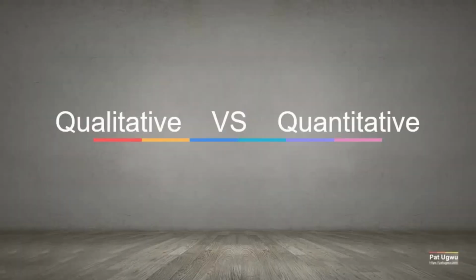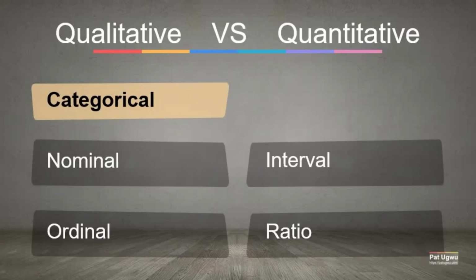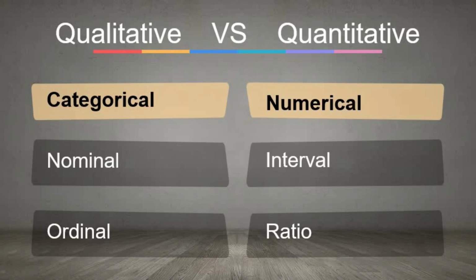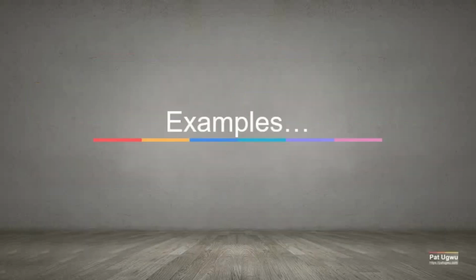The next is for us to compare qualitative data and quantitative data. Moving further, qualitative data can be referred to as categorical. So both nominal and ordinal are categorical in nature, whereas interval and ratio are numerical in nature. Next is for us to look at different examples so that you will never get confused again.